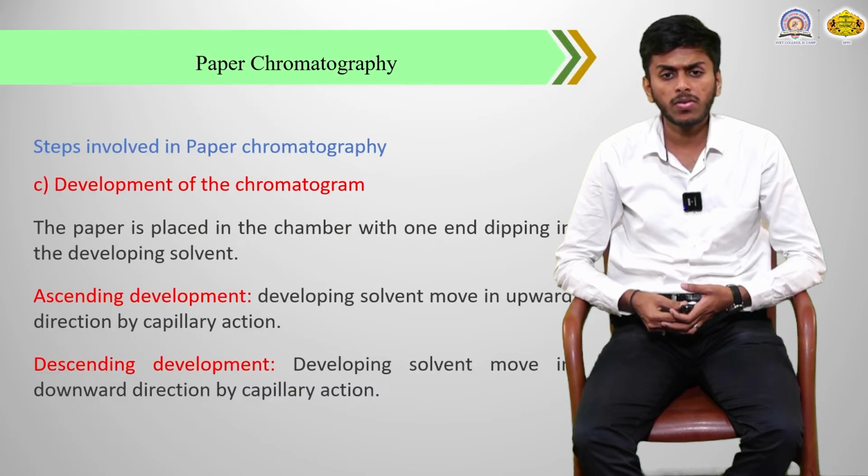Third step is development of the chromatogram. The paper is placed in a chamber with one end dipping in the developing solvent. There are two types of development: ascending development and descending development. In ascending development, the developing solvent moves in an upward direction by capillary action. On the other hand, in descending development, the solvent moves in a downward direction.